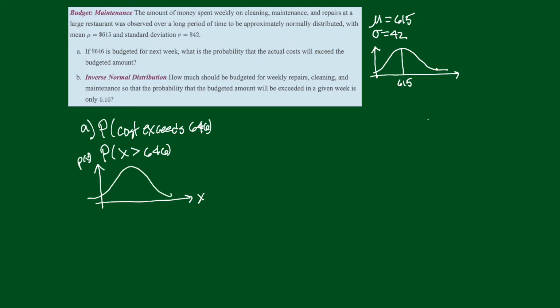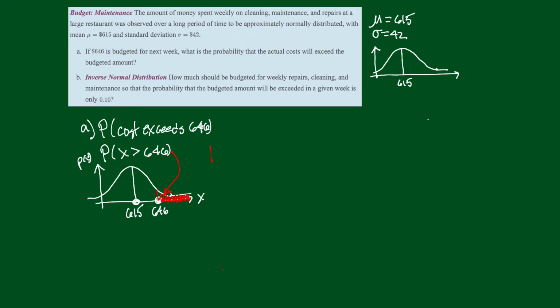Here's the normal curve. Now what was the mean? 615. And we're over here at 646. Now 646 is up here, right? It's bigger than 615. So 646 is here. And we want to know what's the probability that the cost will exceed. So what's the probability that we land with a number bigger than 646, some number out there. So we're measuring that area right there. That's what it is that we're looking for, okay? Whatever this is here, that's what that area is.